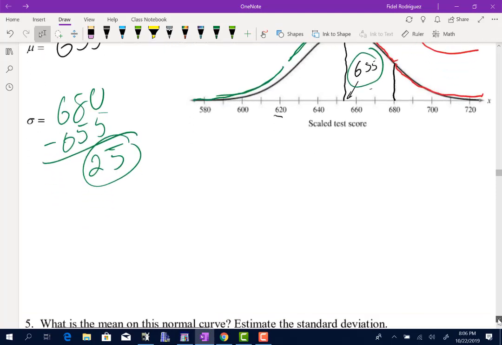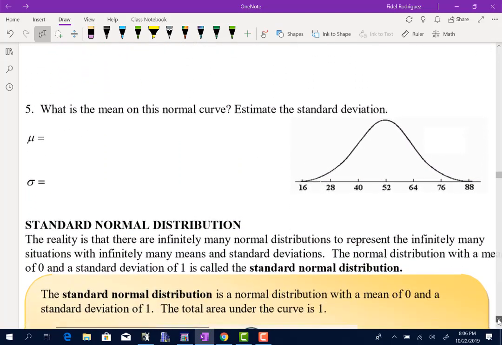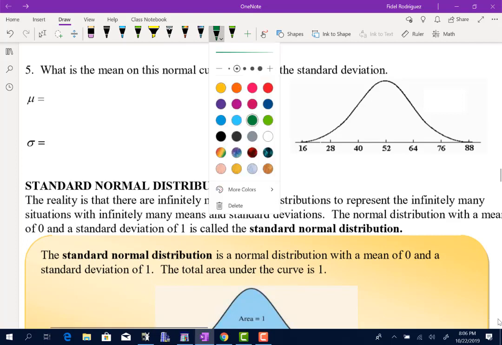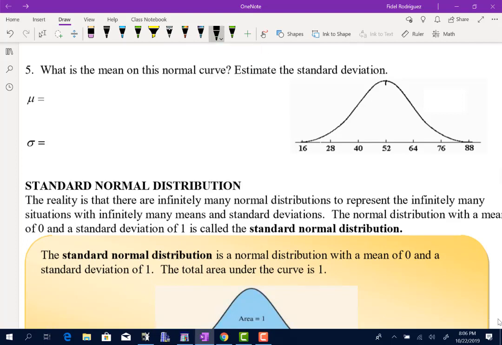Okay, I'm going to keep scrolling down over here. All right, let's take a look at the next problem. It says, what's the mean of the curve? Estimate the standard deviation. Okay, so let me come back. Let me grab a pen. Come back to black. So guys, what do you say our mean would be? 52. Okay.